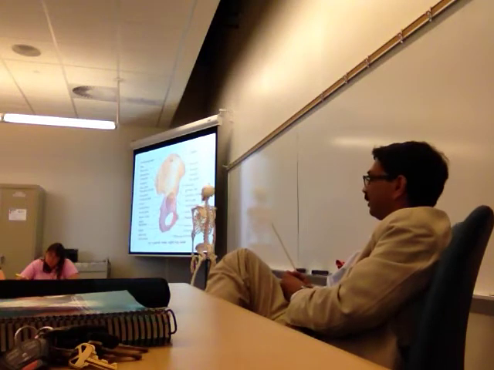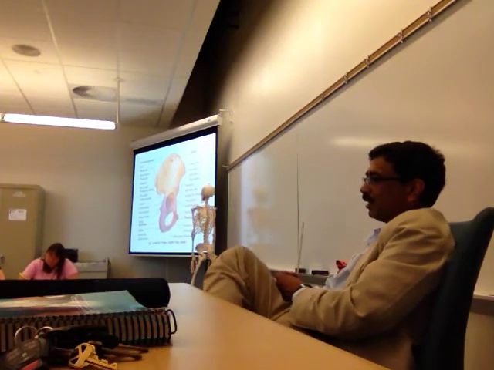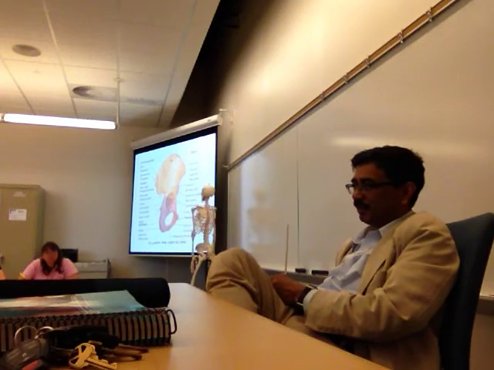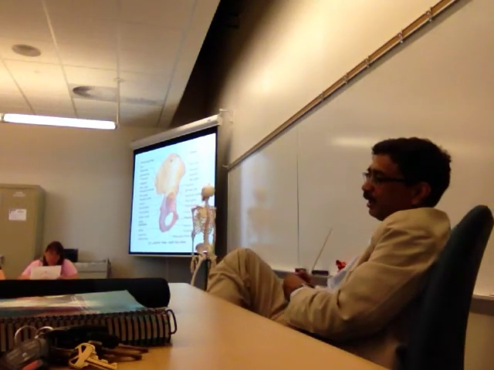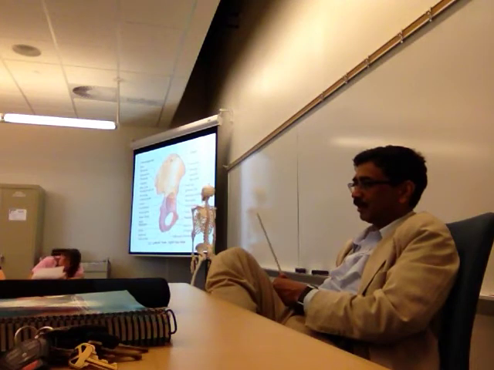And there is a rough, almost round structure. That structure is called the ischial tuberosity. The tuberosity is round and it is rough.